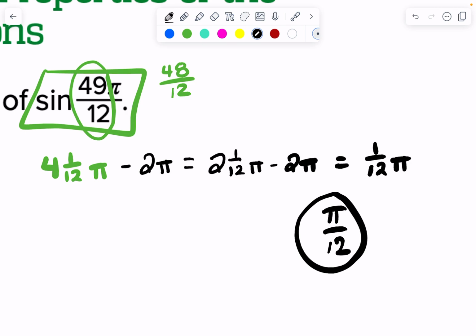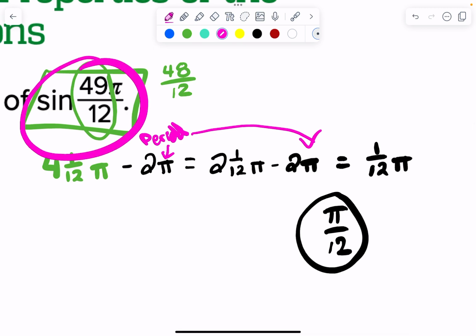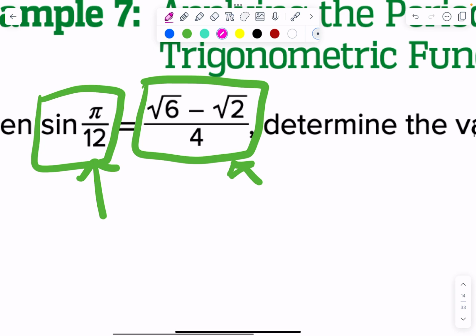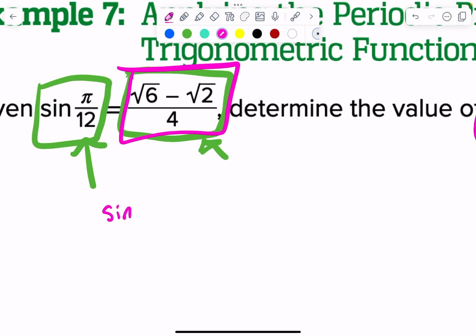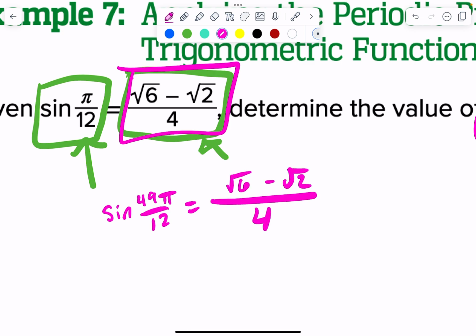So what we've done here is by subtracting 2 pi, which is the period of sine, that's how often sine starts to repeat. The period is 2 pi. We can say that the sine value of 49 pi over 12 will be the same as the sine value of just pi over 12, right? Well, I know that the sine value of pi over 12 is this ugly thing that I don't really even care about. If I'm trying to find sine of 49 pi over 12, it will be exactly that, the square root of 6 minus the square root of 2 over 4, whatever the heck that is.